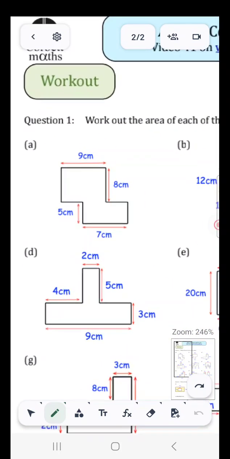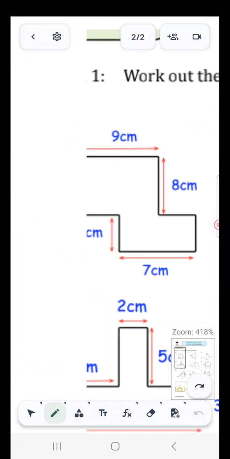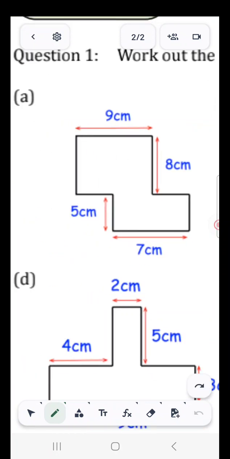Today we are going to solve the question area of compound shapes. As you can see, the first question is here. So how will we be able to solve this one?